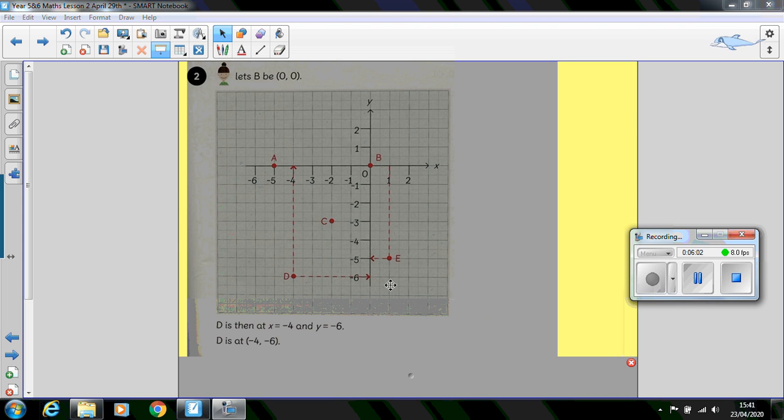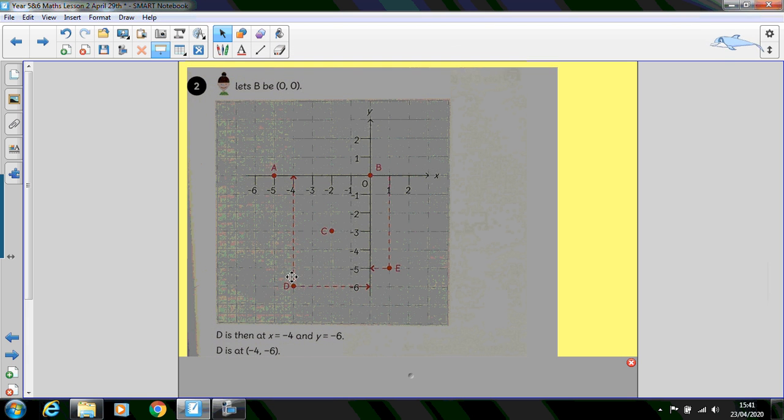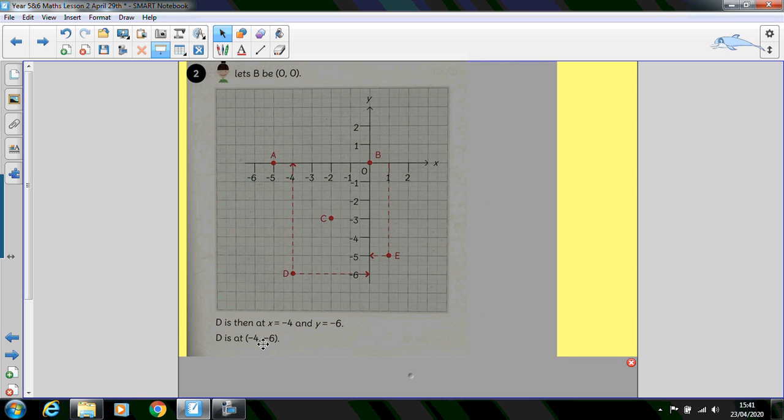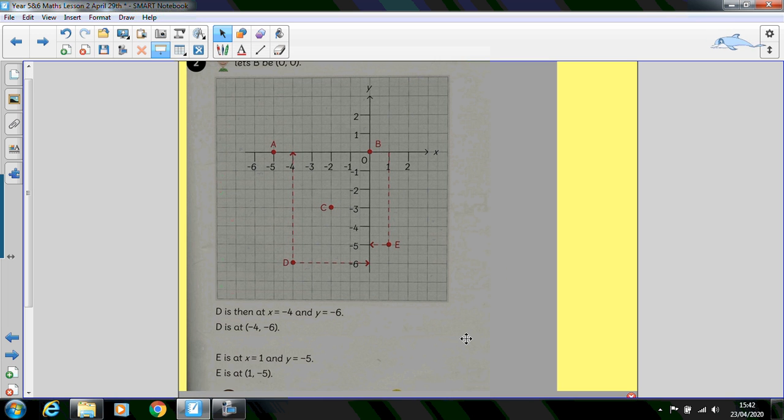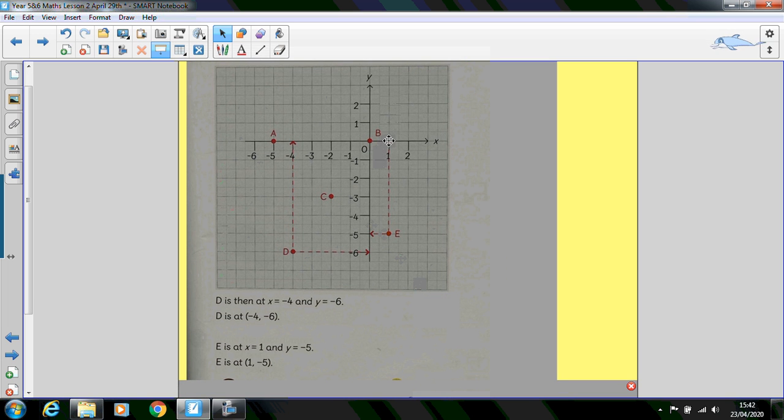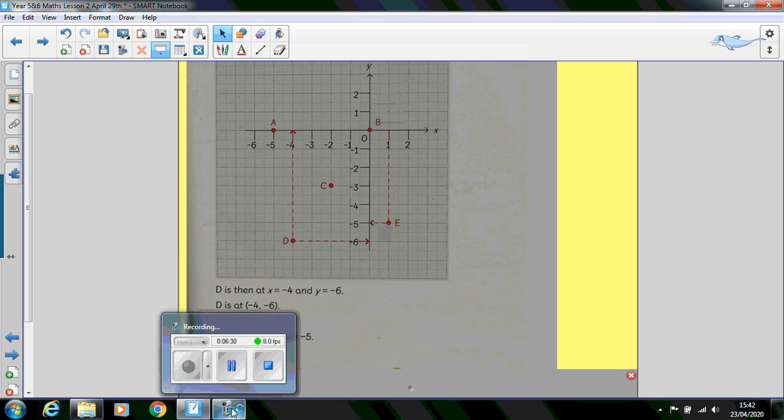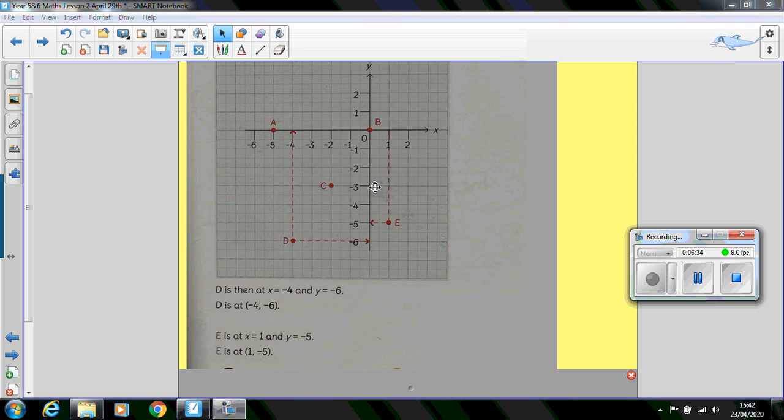So the first one she looks at is D. And if you look closely, we go along the x-axis again to -4 and then down to -6. So the coordinate is -4, -6. But if we have a look at E, we'll see that E is 1 step along, so it's 1, and then -5 down. So the coordinate is 1, -5. Out of interest, C is -2, -3, and A is -5, 0.